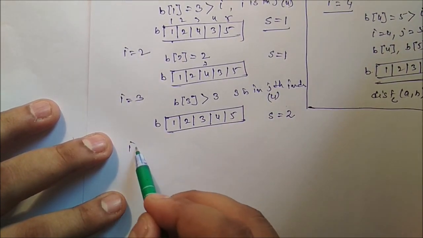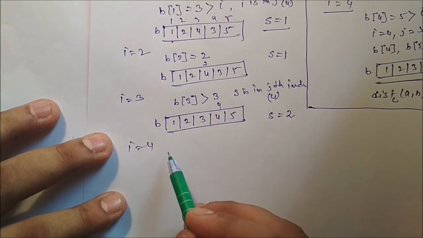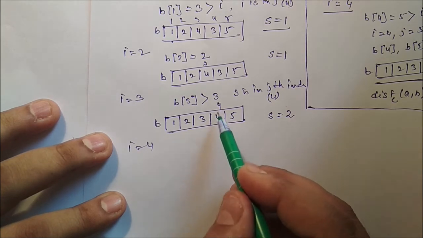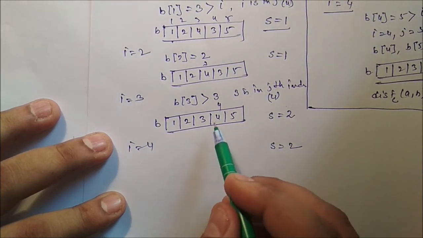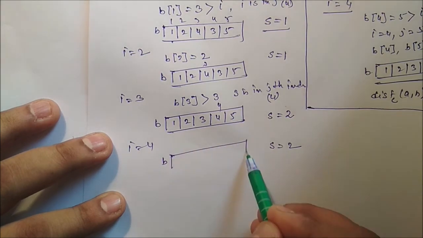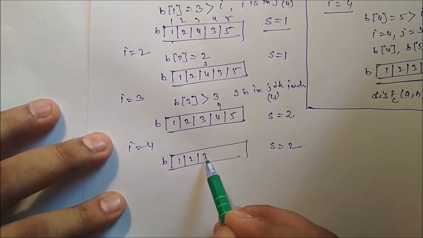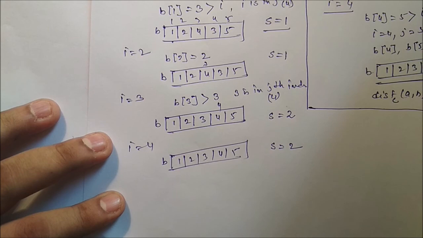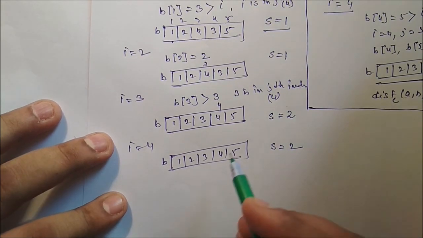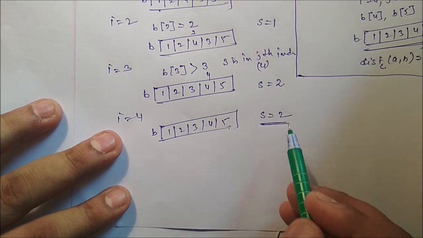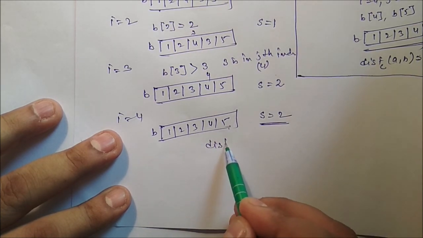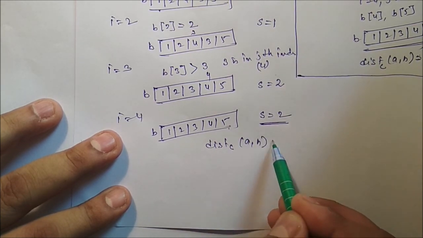Next, i is equal to 4, that means 4, 1, and both are the same. When both are the same, don't increment anything and don't swap anything. So 1, 2, 3, 4 and 5. You can see here B is in ascending order and the final S value is 2. So the distance between A and B is nothing but 2.